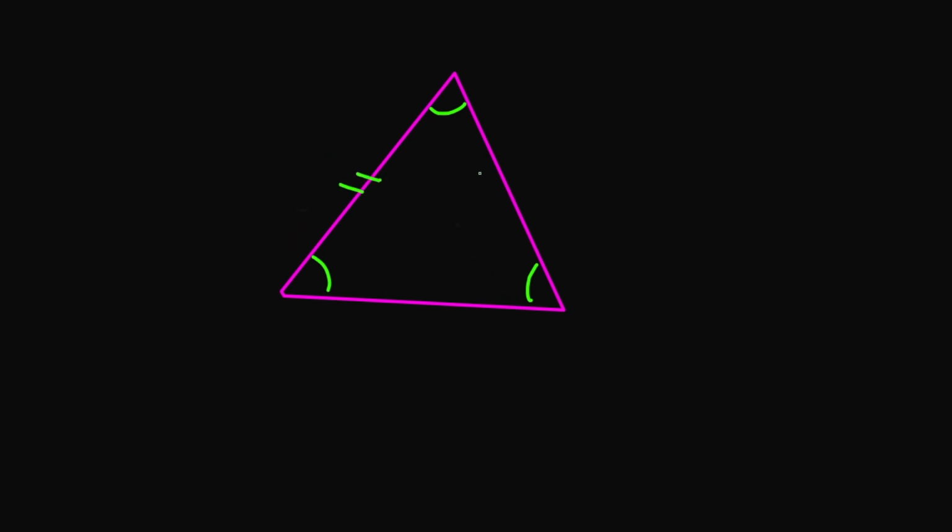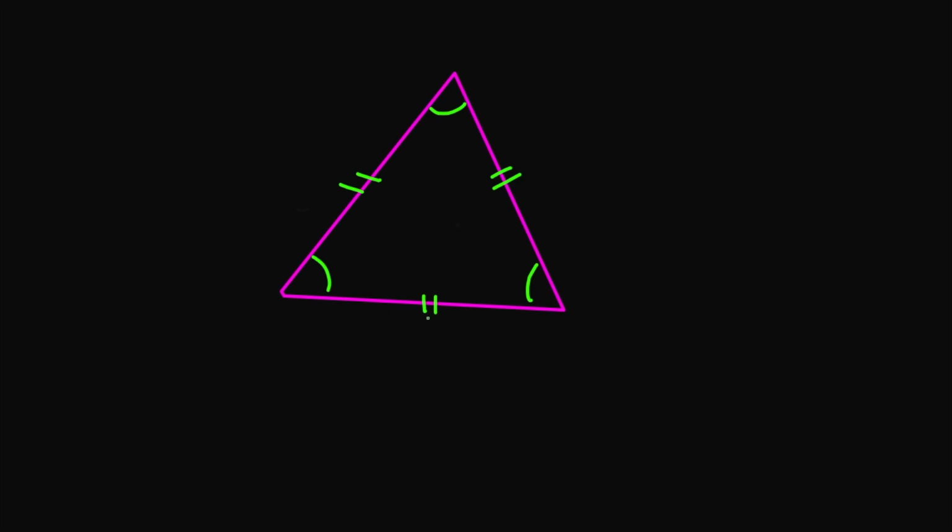Hey guys, welcome back. So today we'll be classifying triangles. Remember that a triangle is a polygon with three sides, and you are able to classify a triangle by the measures of their angles, which will be right here, or you can classify a triangle by the length of their sides, which will be here.